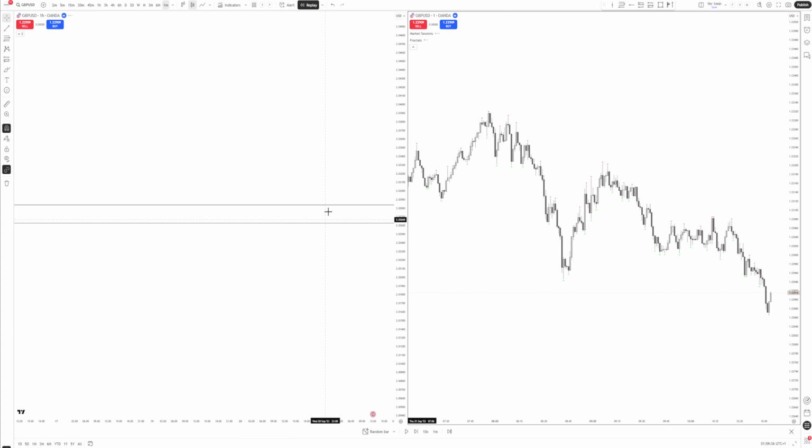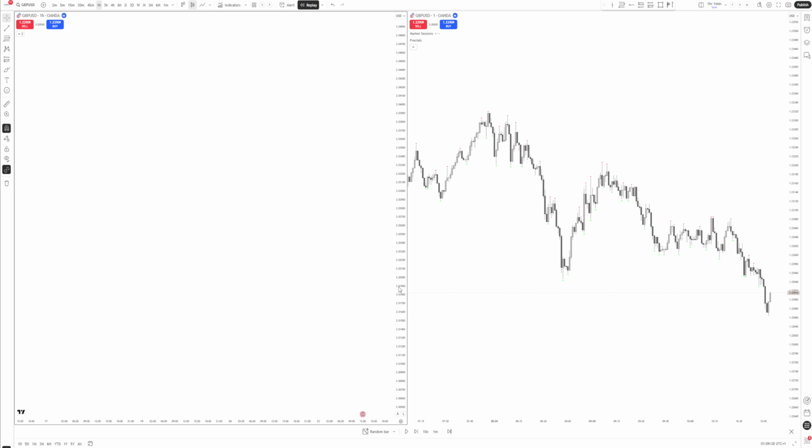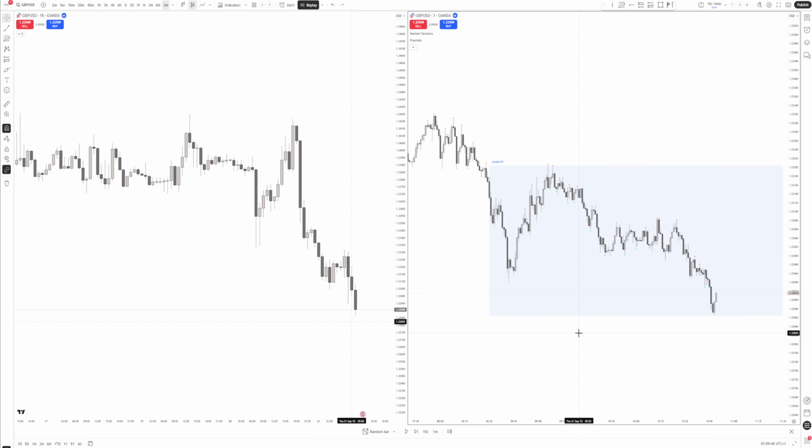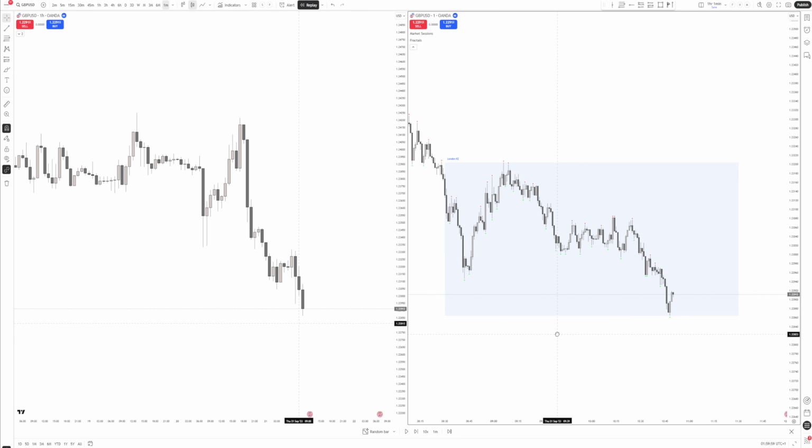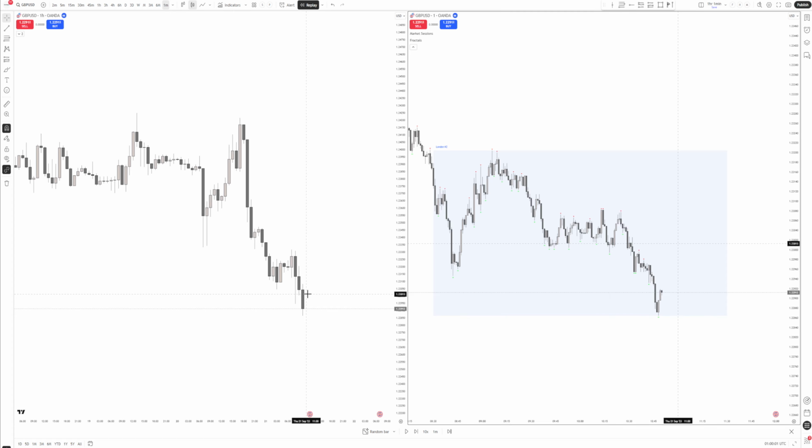Random bar, get rid of the drawing, and you can see as of now it is 10 a.m. here. We have got bearish momentum to the downside. What are we going to be looking for? We're looking for a bearish bias. So now that we have got our bias sorted, what we're looking for now is external high, external low.